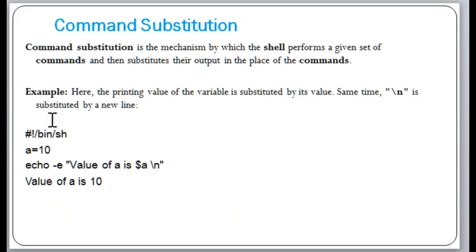So here's an example of this. Here, the variable being printed is substituted by its value. At the same time, the \n is substituted by a new line. So \n says new line. That's a new line character. So we have a equals 10, and then when we echo -e, value of a is variable a and a new line, it prints value of a is 10. Okay?